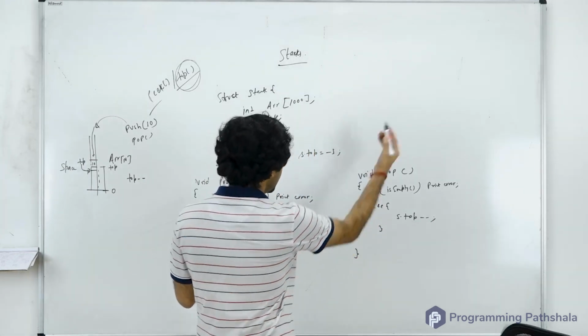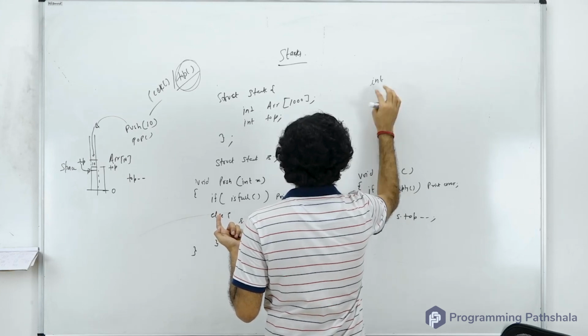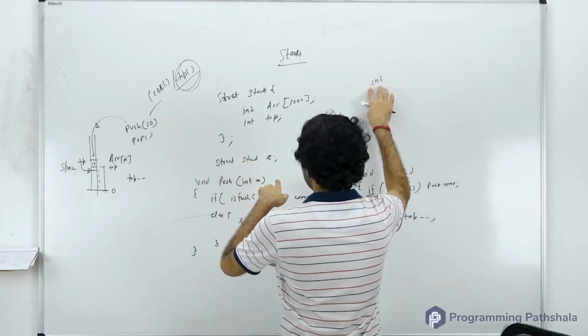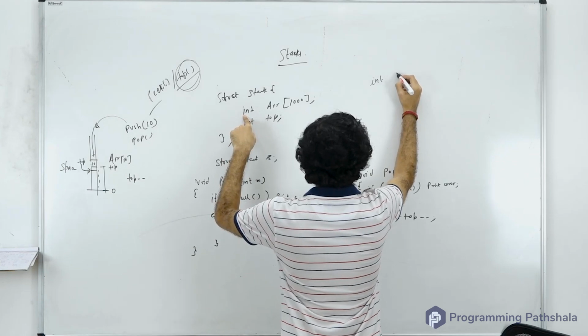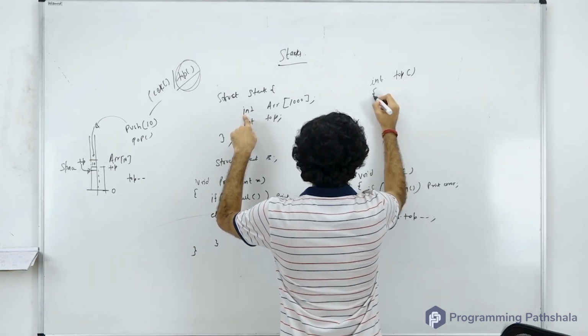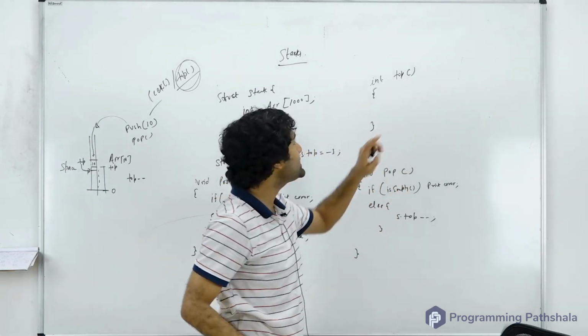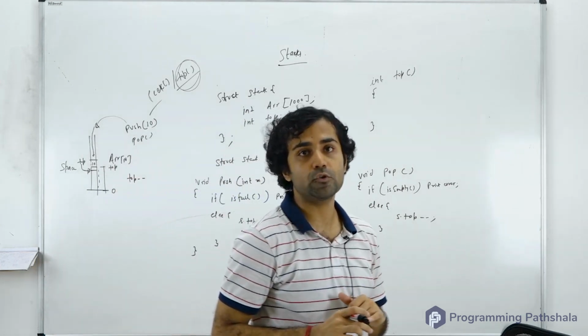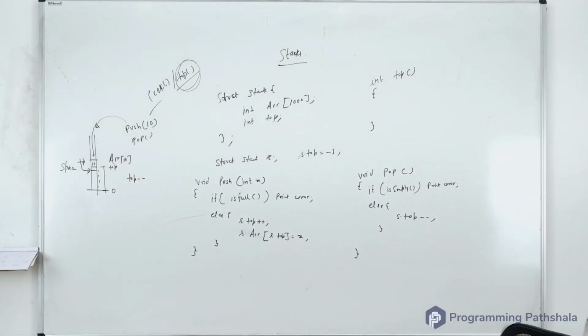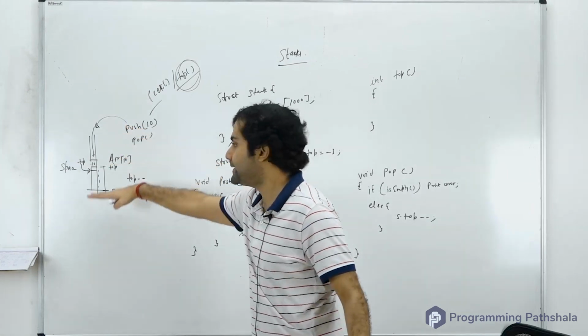It should obviously return something, and whatever it returns should be the data type of my stack. Here it is an integer, so it will be int top. Do I need to check something over here also? Can there be an edge case with respect to top? That is the most important edge case that people miss out on. Yes, the stack can be empty, right?